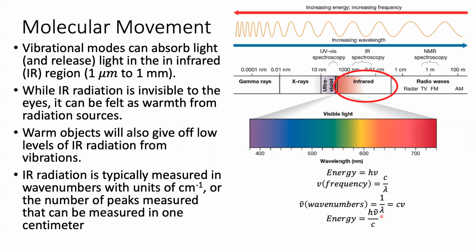And how you got this is you sent light through a prism, and you'd literally see how many times it would interfere, or how many peaks you would get over a 1 centimeter length. And so this is the reason we're typically going to measure our infrared radiation in the number of peaks per centimeter. Now, what's useful is this is going to be proportional to frequency. And since wave numbers and frequency are proportional, that means that wave numbers also scale with energy.